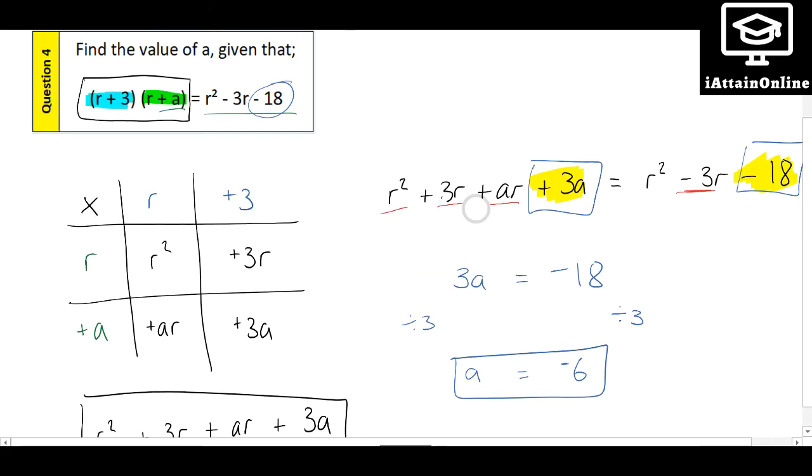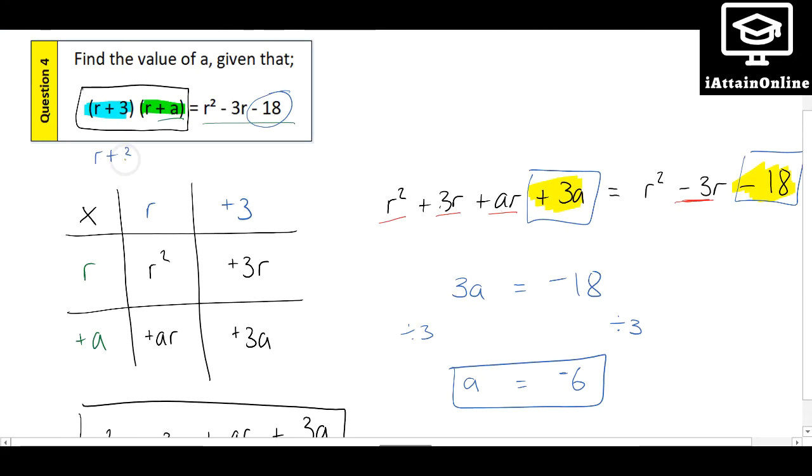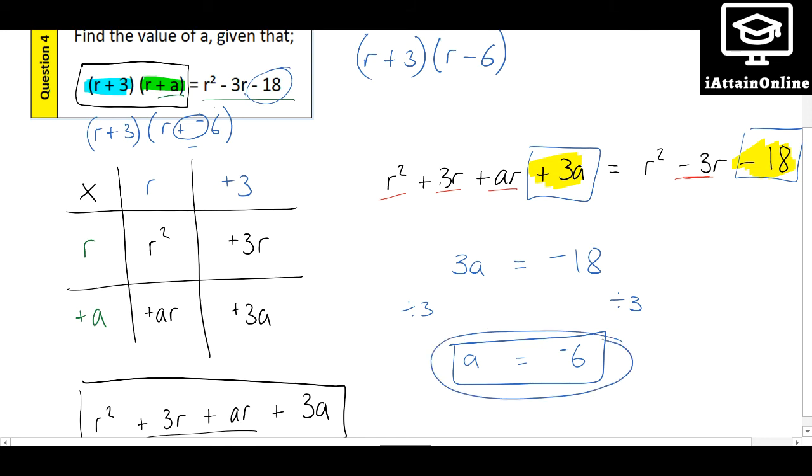What that means is that the first bracket is going to be r plus 3, the second bracket is going to be r plus negative 6. But remember, when I have two signs next to each other, it actually becomes a minus. So my two original brackets were r plus 3 and r minus 6. You could always double check that by expanding it to see if you got r squared minus 3r minus 18. But this is your answer, because the question was only asking us to find the value of a.